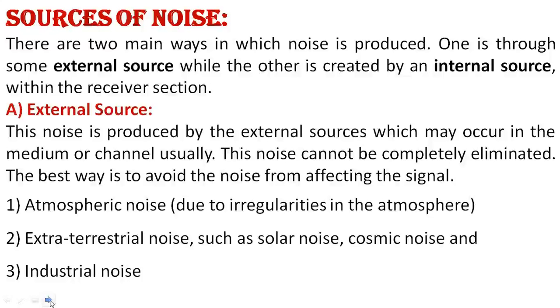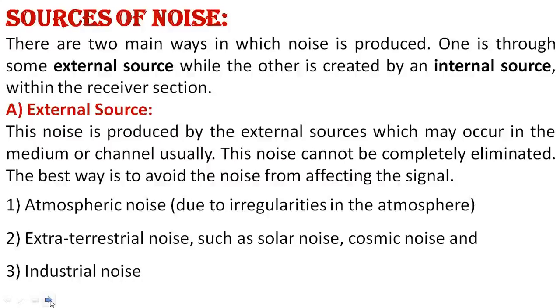Sources of noise. There are two main ways in which noise is produced. One is through some external source, while the other is created by an internal source within the receiver section. First one is the external source. The noise is produced by the external sources which may occur in the medium or channel. This noise cannot be completely eliminated. The best way is to avoid the noise from affecting the signal.